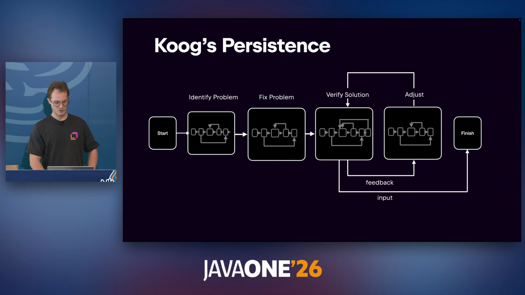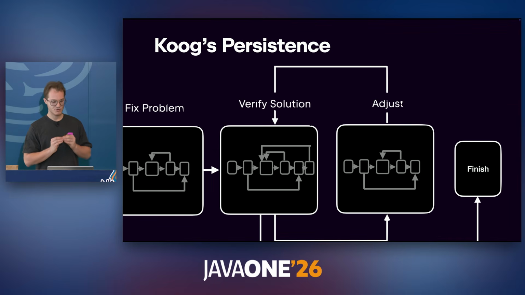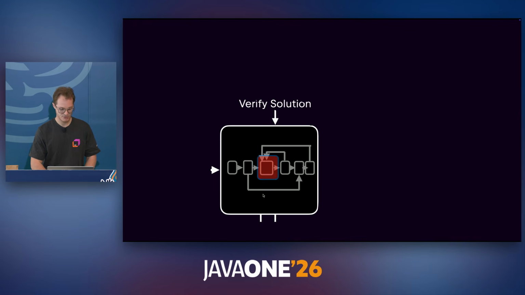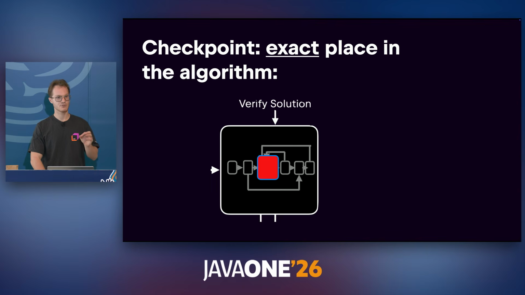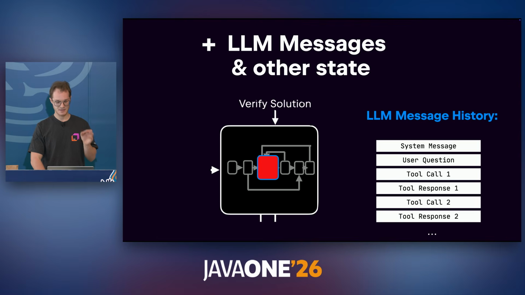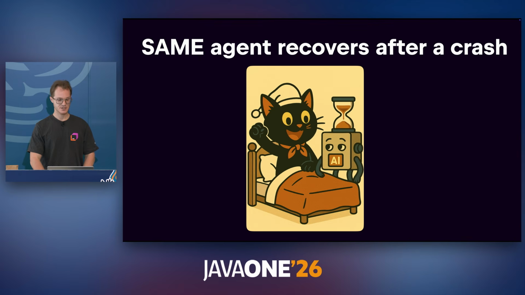Let me zoom in and zoom in again. Imagine that you are somewhere inside the verify solution step, somewhere in this atomic node inside the subgraph, which is, for example, sending an LLM request. Before or after the node was executed, Koog will checkpoint the exact place in the algorithm, the exact node, as well as the message history and all the other types of meta information, which is overall the agent state. And then, after a crash, the same agent will recover from the failure exactly where it stopped, not just with the same message history, but also from the exact place in the strategy.